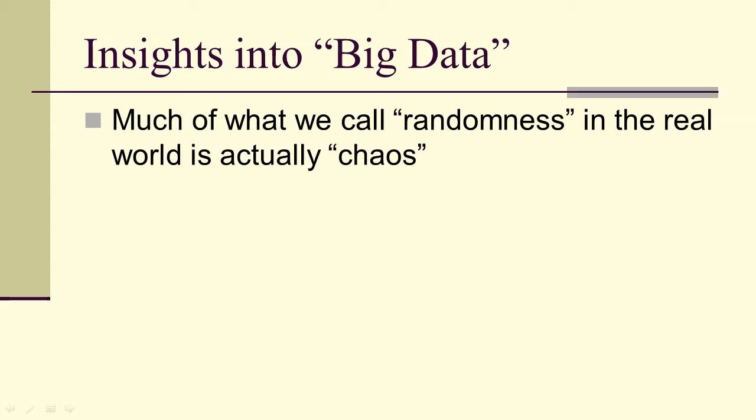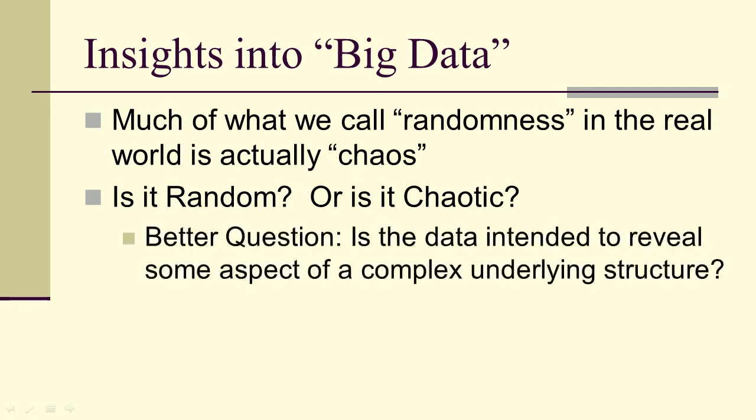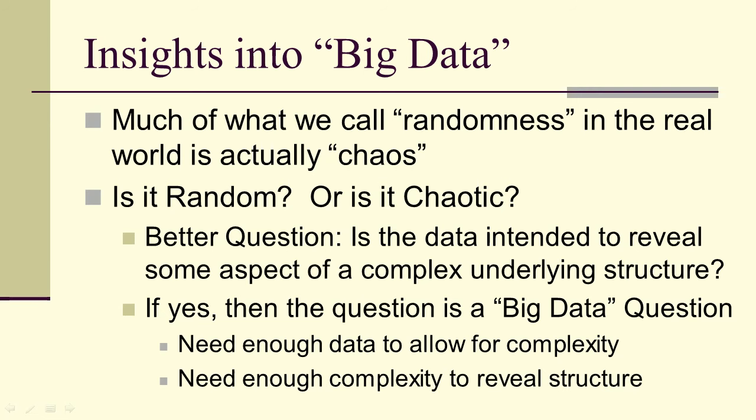So, insights into big data. Much of what we call randomness in the real world is actually chaos. Is it random or is it chaotic? A better question is, how are we going to actually get information from the data? Are we going to try to use the data to reveal some aspect of a complex underlying structure? Are we going to look for emergent behaviors? Then it might be better to think in terms of chaos and complexity. But we need enough data to allow for that complexity, and we need enough complexity to allow us to reveal the structure.